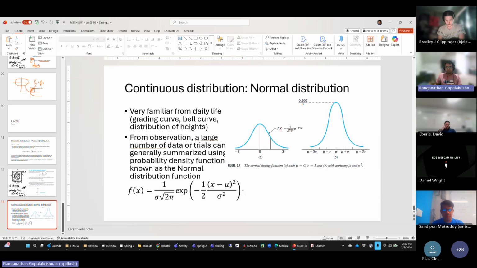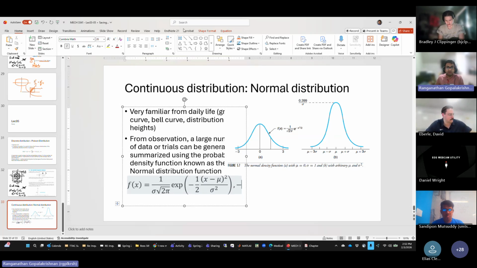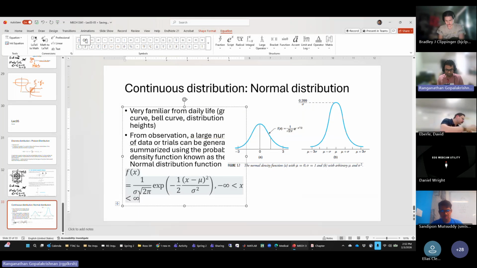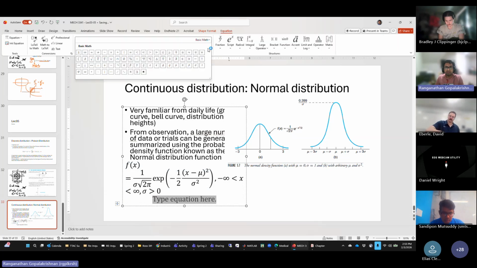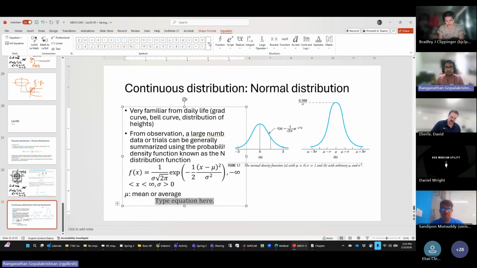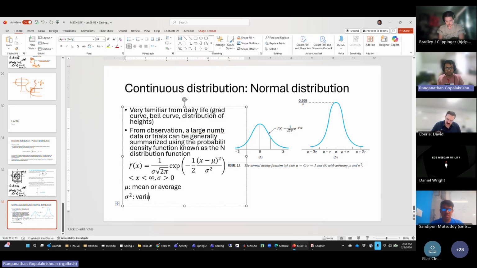Okay. So this function is the distribution function where x can take values that range from minus infinity to plus infinity. And sigma obviously has to be a positive number because it's the standard deviation. And mu is called the mean. So we'll write mu is the mean or average, and sigma squared is the variance.